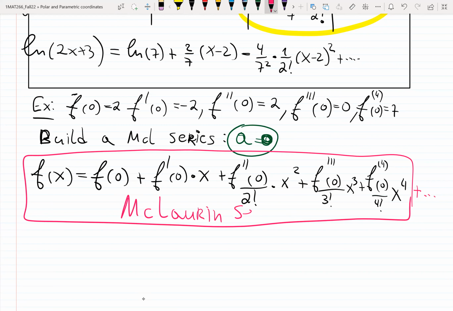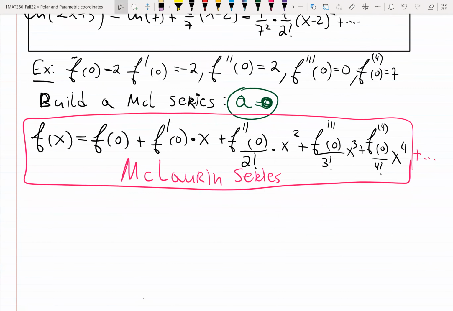Maclaurin series. Maclaurin series. Yeah, so interesting that we say in my language Taylor and Maclaurin, and in English they say Taylor and Maclaurin.